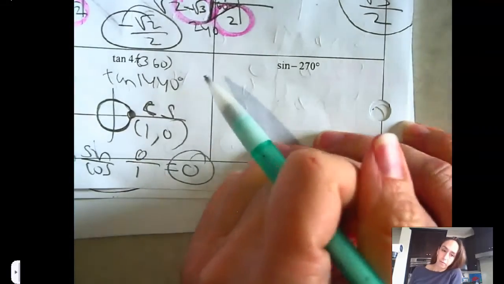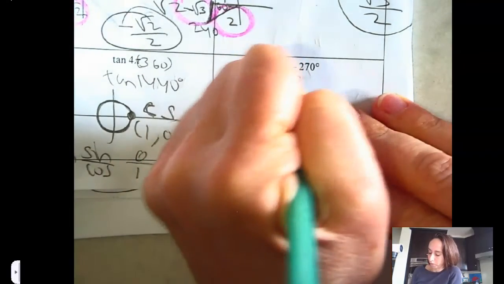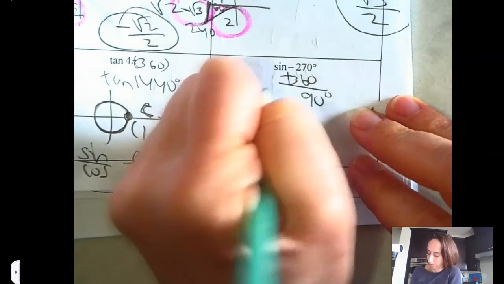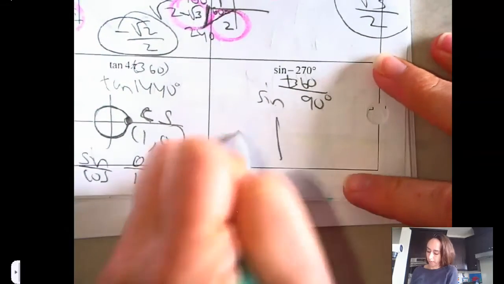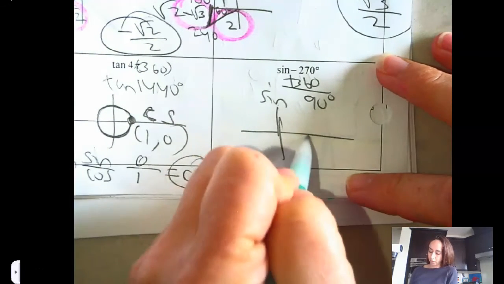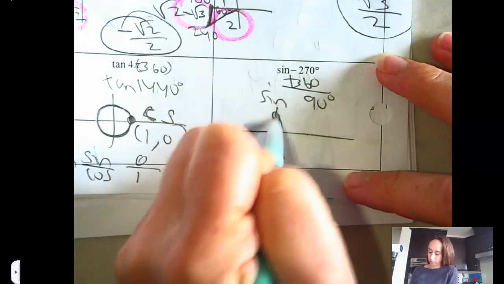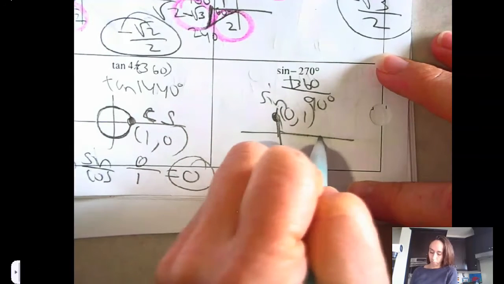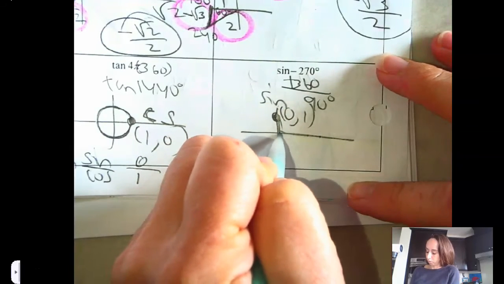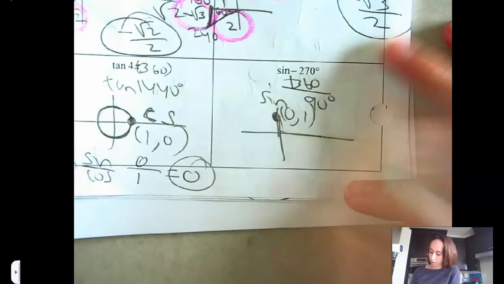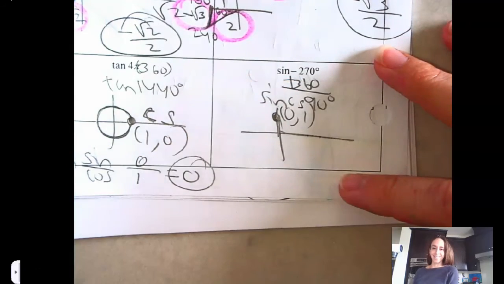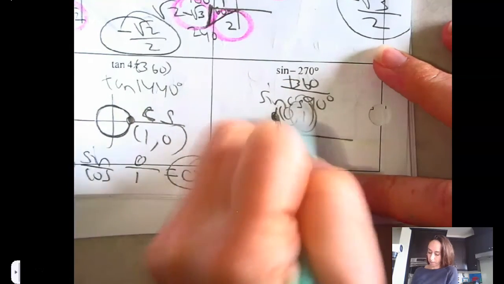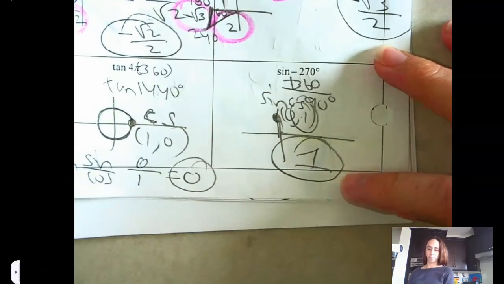I don't like negatives. I live in a positive world, so I find the coterminal, and I get 90 degrees. So I'm finding the sine of 90 degrees. Well, if this represented 1, 0, and this is 90 degrees, what do you think that's going to be? 0, 1. Right 1, don't go up. Don't go right or left, just go up. If this is cosine and this is sine, what's the sine of 90? 1. We'll go over this in class.